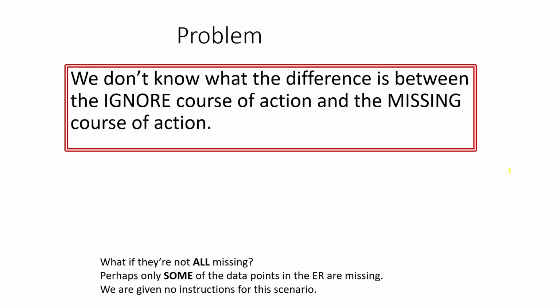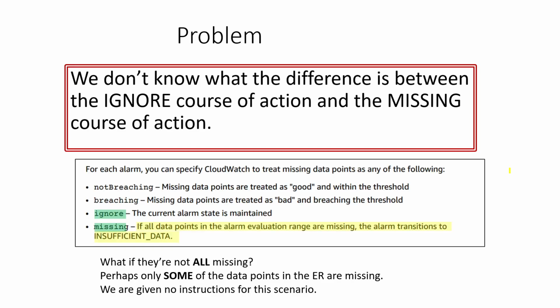Now there's a bit of a problem here, and this is the focus of the video. We don't know what the difference is between the ignore course of action and the missing course of action. All we get for the missing course of action is this conditional, this if-then. If all data points in the ER are missing, then the alarm transitions to that state, insufficient data, one of the three categories. But what if they're not all missing?